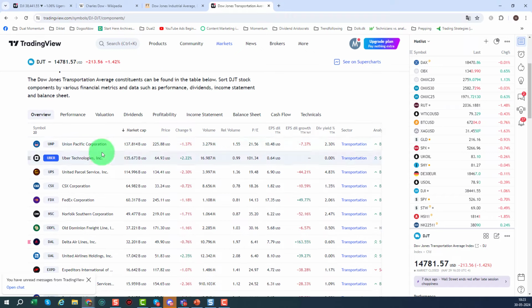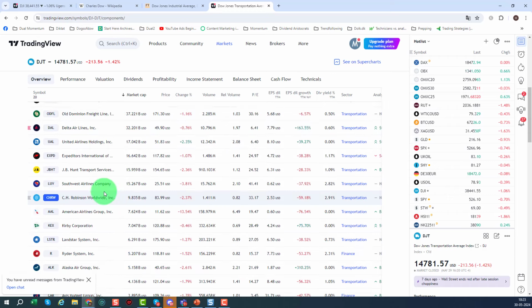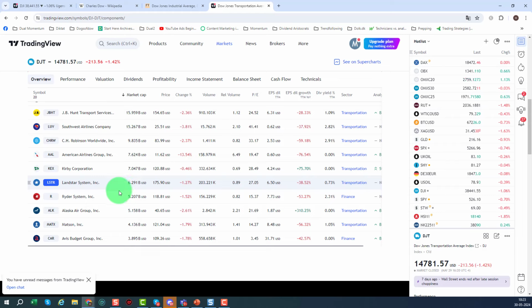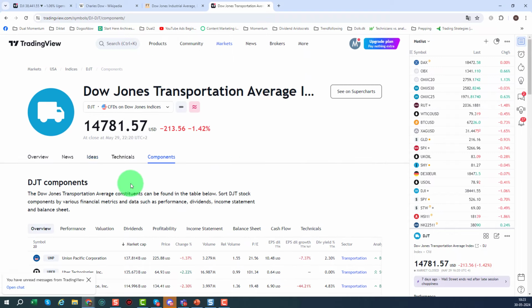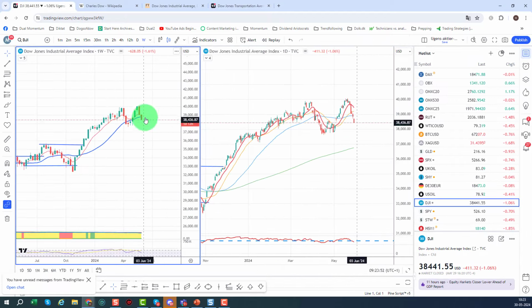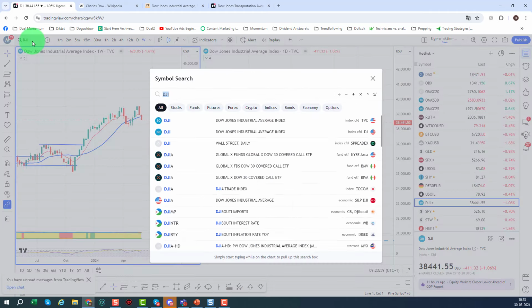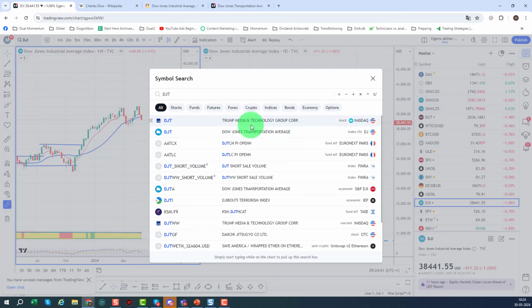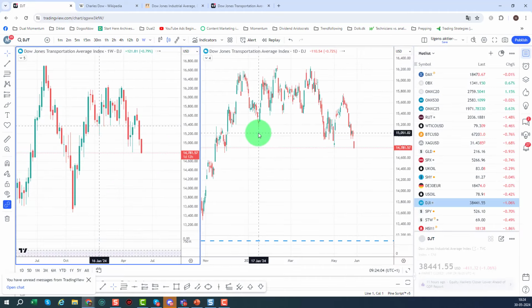And as you can see here, we have the Union Pacific, we have Uber, we have UPS, FedEx, all the transportation, logistics. We have some Alaska Air, we have Avis, we have American Airlines, and all that stuff down here. And that was his point, because he said, if we are to see an upwards or downwards trend in the Dow Jones Industrial Index, it should be confirmed by the Dow Jones Transportation.